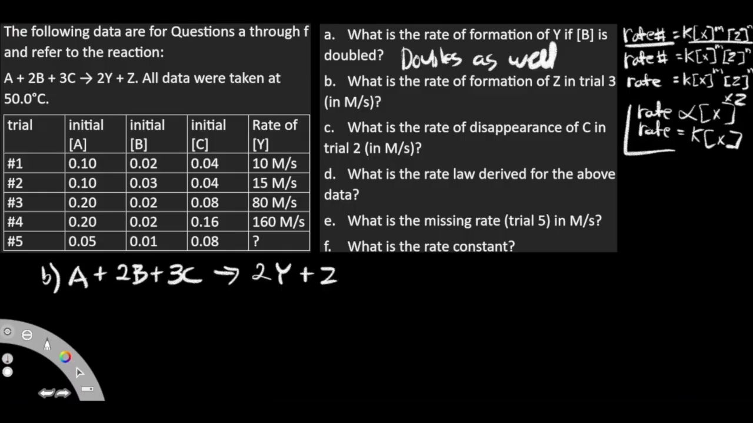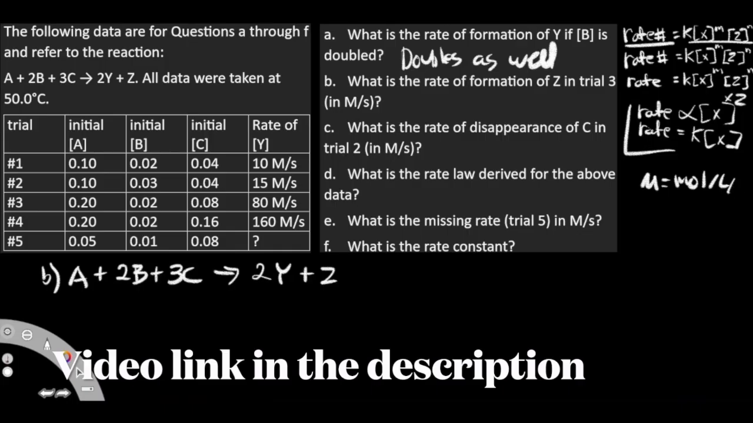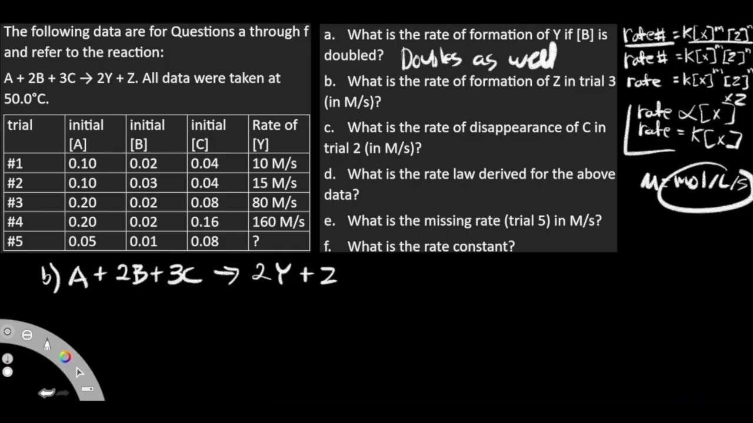So what is the rate of formation of Z in trial 3? Again, we're in trial 3 right now. What are we going to do? Well, formation of Z is not really able to be found because in our chart, we only have rate of Y, or concentration of Y. By the way, this big M here stands for moles per liter per second. Sometimes it's written this way. In case you're confused as to why, look at my previous video, link is in the description, for the rates of reaction, which explains this in detail.